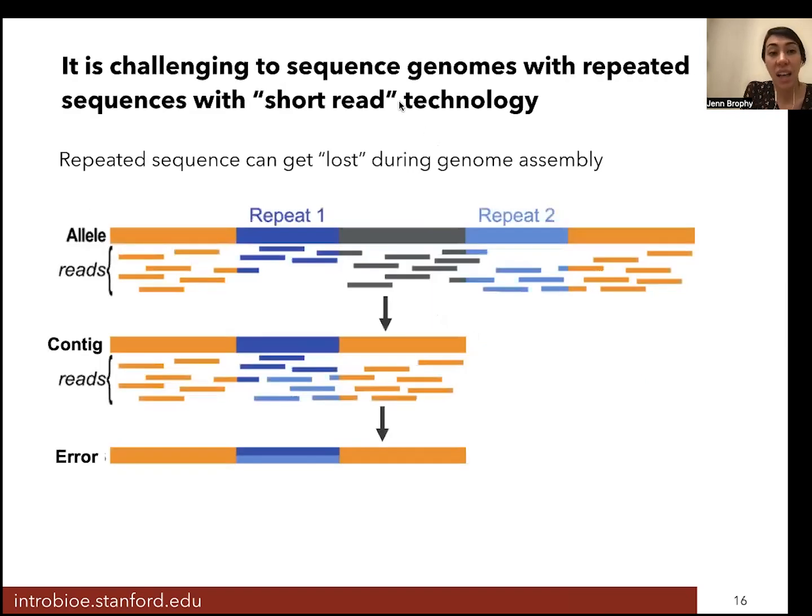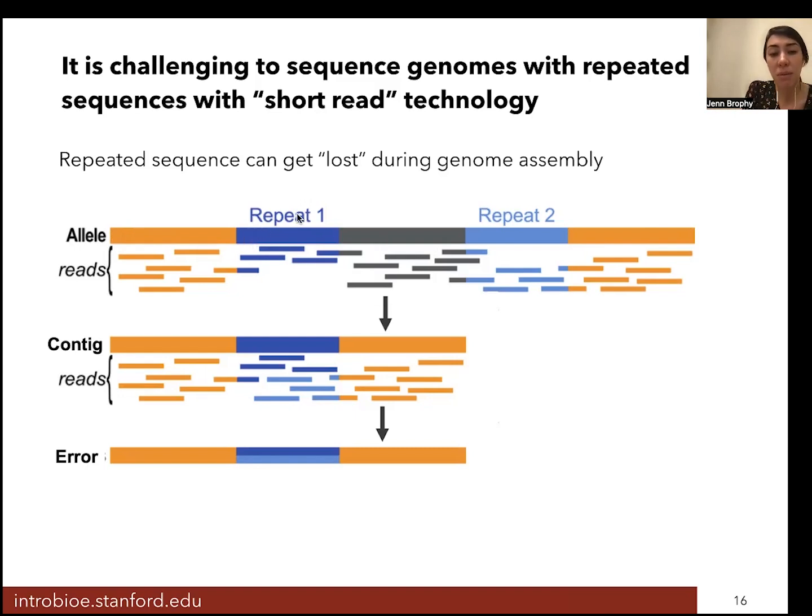Okay, so it can be challenging to sequence genomes with repeated sequences using this type of short read technology. When you're only getting sequencing reads that are 75 to 300 bases long, then you have a hard time figuring out whether repeated sequences are real or not. So here's an example where you have a genome, let's say it's all mostly in orange, and all of the orange is unique sequence, right?